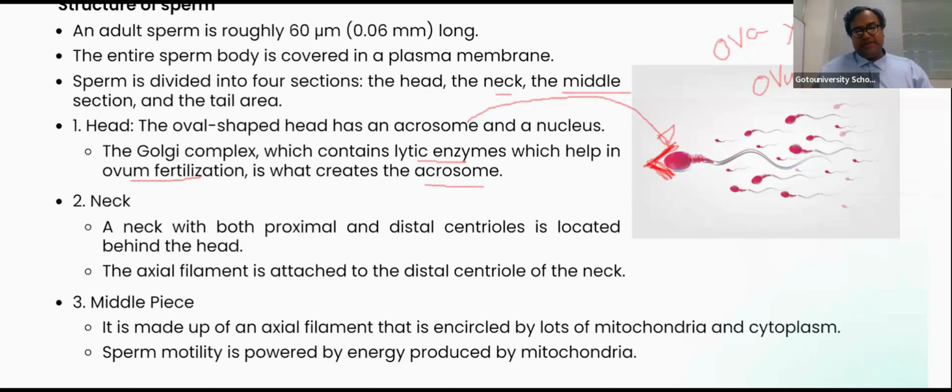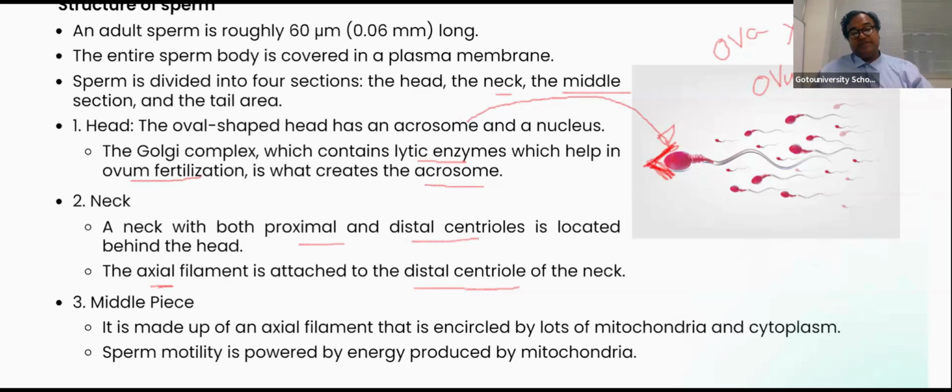We know very well the neck has both proximal and distal centriole, which is present exactly behind the head, and the axial centriole is attached to the distal centriole of the neck. So there are totally three types of centrioles: proximal, distal, and axial. These three centrioles of the neck give the sperm flexible mobility because of the flexible structure of the filament. The flexible structure of the filament makes the neck movement happen more nicely, right?